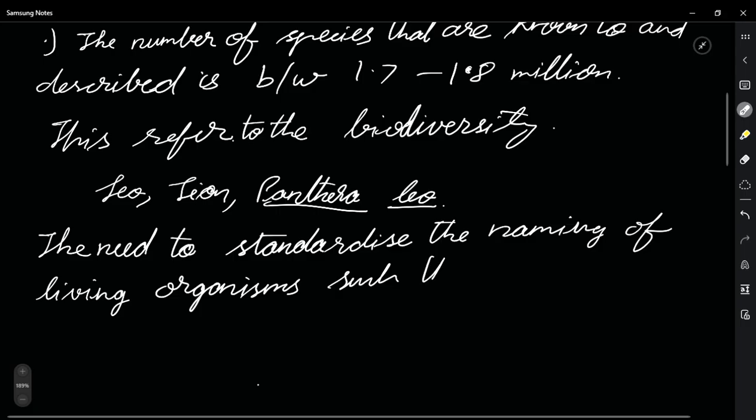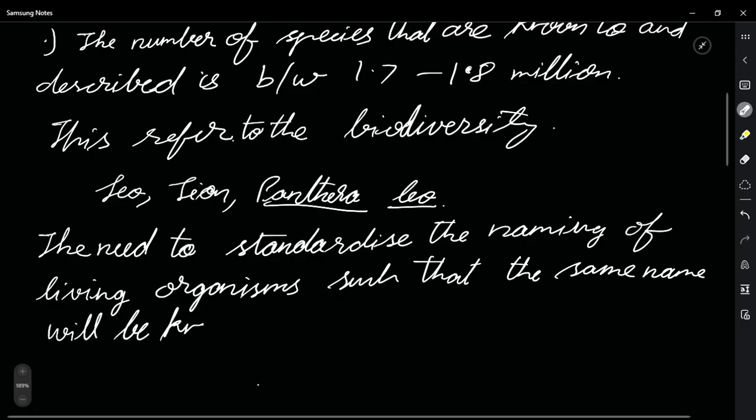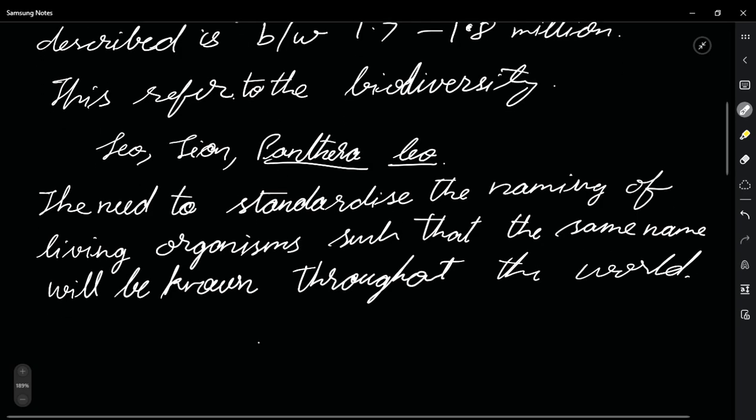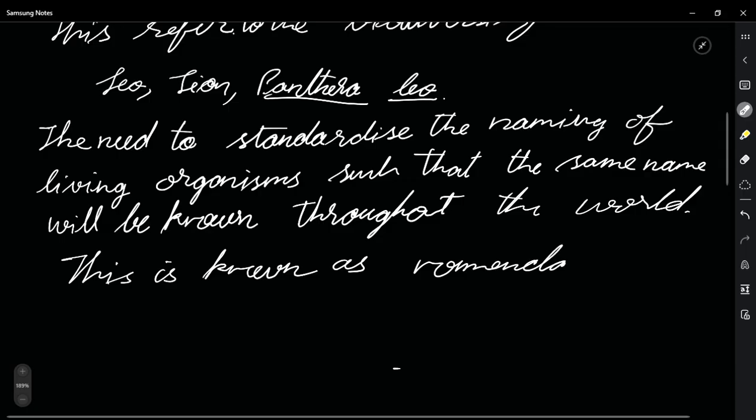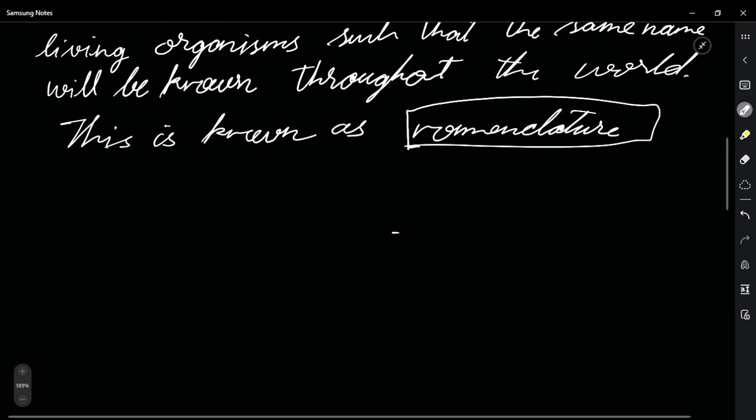such that the same name will be known throughout the world. This is termed as, any guesses? Yes, you called it right. It is known as nomenclature.